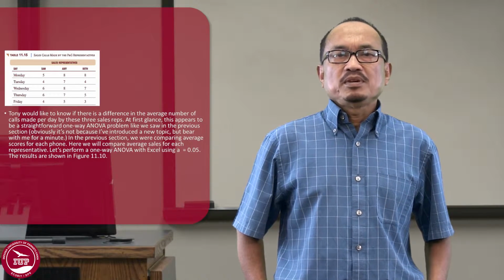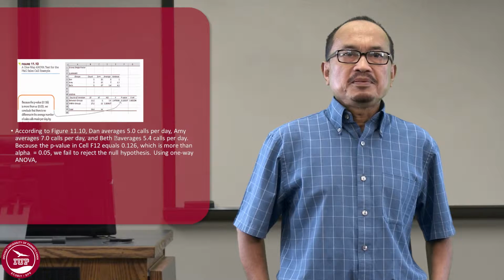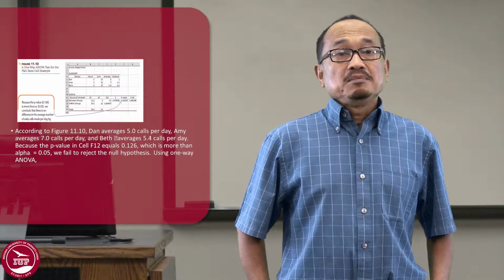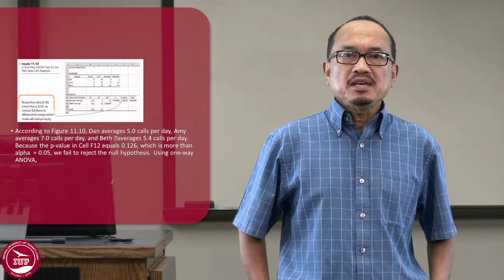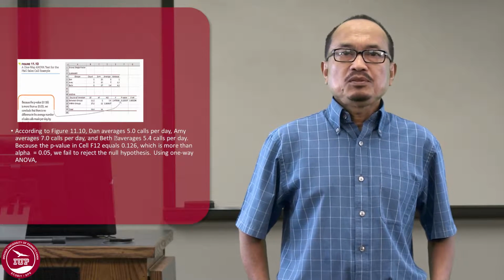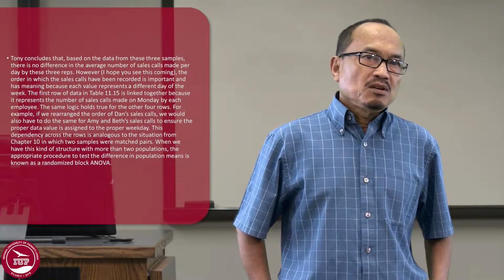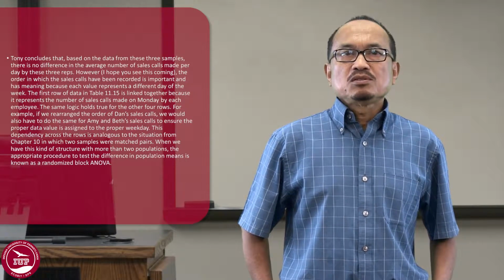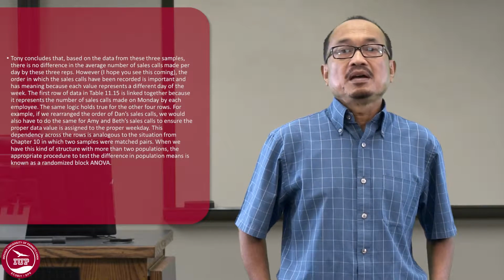According to figure 11.10, Dan averages 5 calls per day, Amy averages 7 calls per day, and Beth averages 5.4 calls per day. Because the p-value in cell F12 equals 0.126, which is more than alpha equal to 0.05, we fail to reject the null hypothesis using one-way ANOVA. Tony concludes that, based on the data from these 3 samples, there is no difference in the average number of sales calls made per day by these 3 reps.